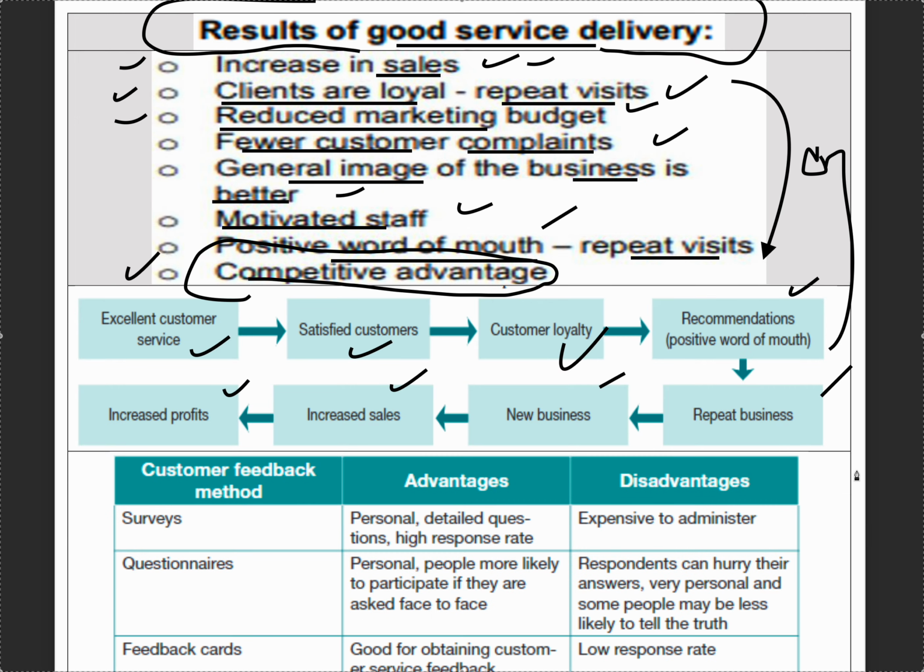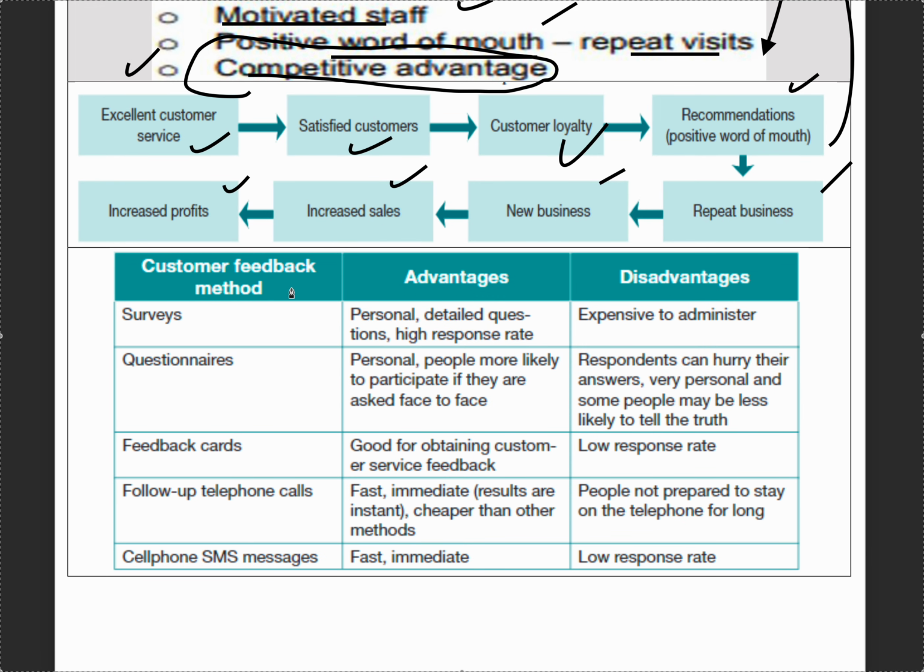So here, customer feedback. Please make sure you understand all of these methods that are used to collect feedback from customers: survey, questionnaire, feedback card, follow-up telephone calls, and SMS. Here they indicate advantages and disadvantages. Advantages of a survey: it's more personal, has detailed questions, and a high response, meaning people can respond. Disadvantage of a survey: you need to duplicate a lot of papers, so it's very expensive.